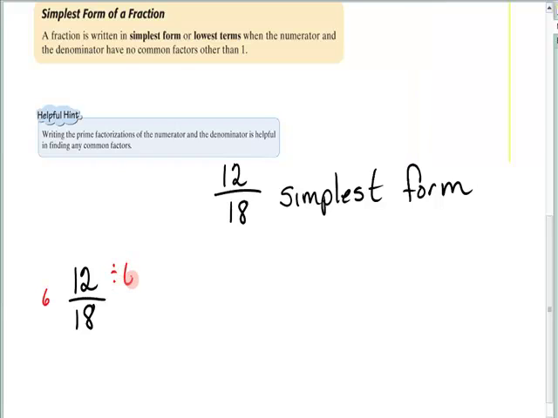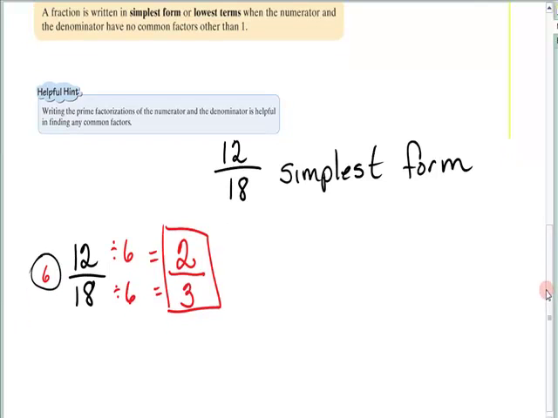If I take 12 and divide it by 6, I get 2. If I take 18 and divide it by 6, I get 3. 2/3 is equivalent and simplest form for 12/18. That is a brainstorming technique. Works very well if you came up with the number 6. But let's say you kind of stalled out once in a while and you couldn't come up with the number. Then you might use prime factors instead.